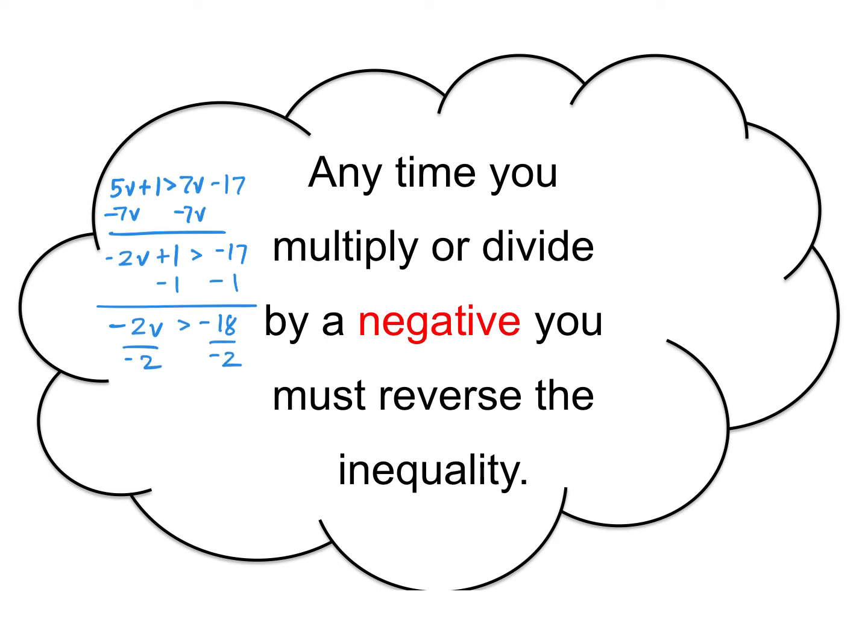And this is what we mean by this rule. Anytime you divide or multiply by a negative, those inequalities must flip. So we end up with v is less than 9. I'll highlight it so you ladies and gentlemen have a reference. But that's what this rule says.